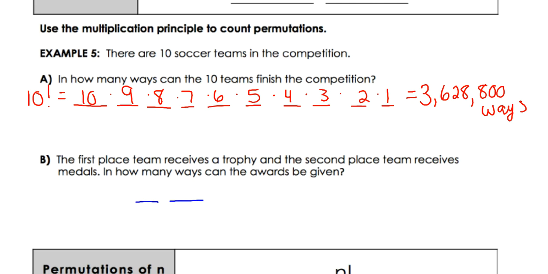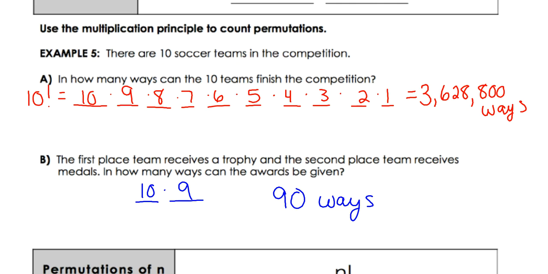So in the first place to receive the trophy, there's 10 possible teams that could receive that trophy in the beginning. Once a team receives the trophy, now there's only 9 teams left that could receive the medals. After that, we don't care because they're not getting anything after that. So in this case, there's 90 ways, if we multiply those together, for teams to receive a trophy or a medal. 90 different orders. So that's like first place, second place, right? So anytime we have that, we're going to keep track of how many can go in each position.